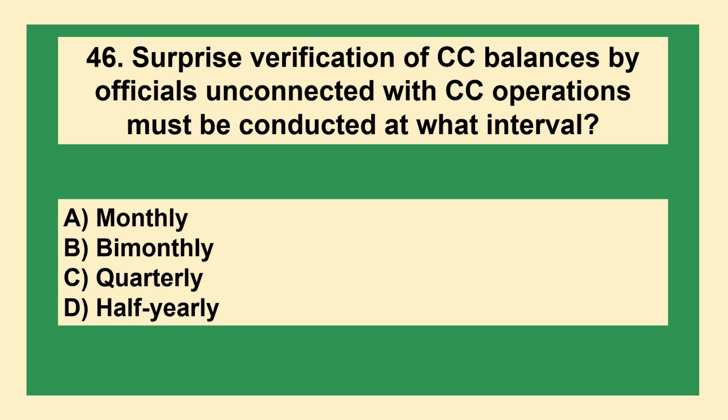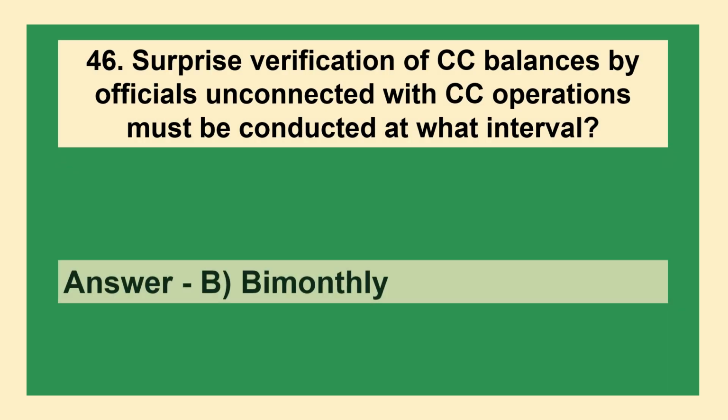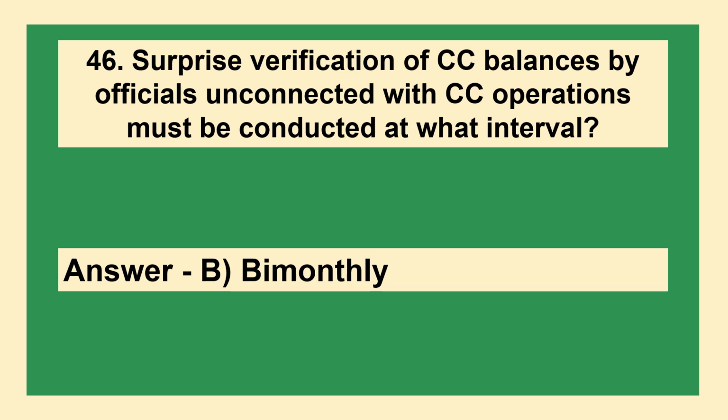Surprise verification of CC balances by officials unconnected with CC operations must be conducted at what interval? Option A monthly, option B bi-monthly, option C quarterly, option D half yearly. The answer is option B bi-monthly.